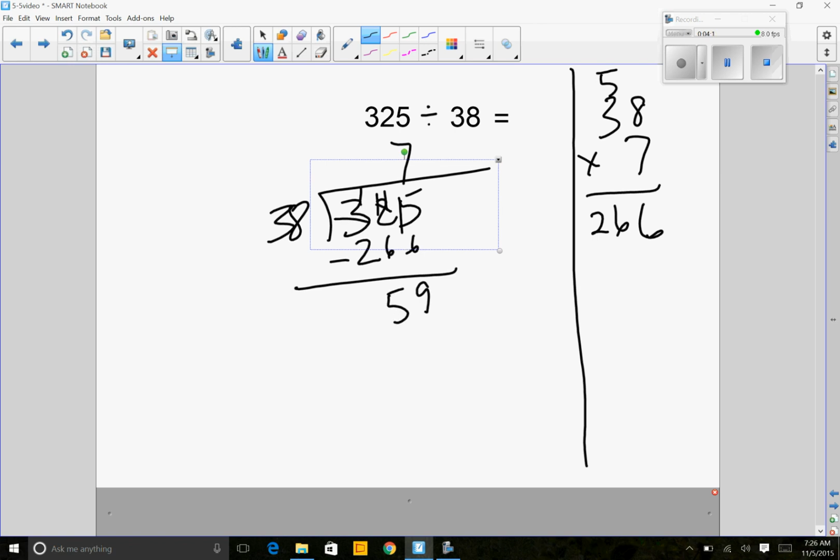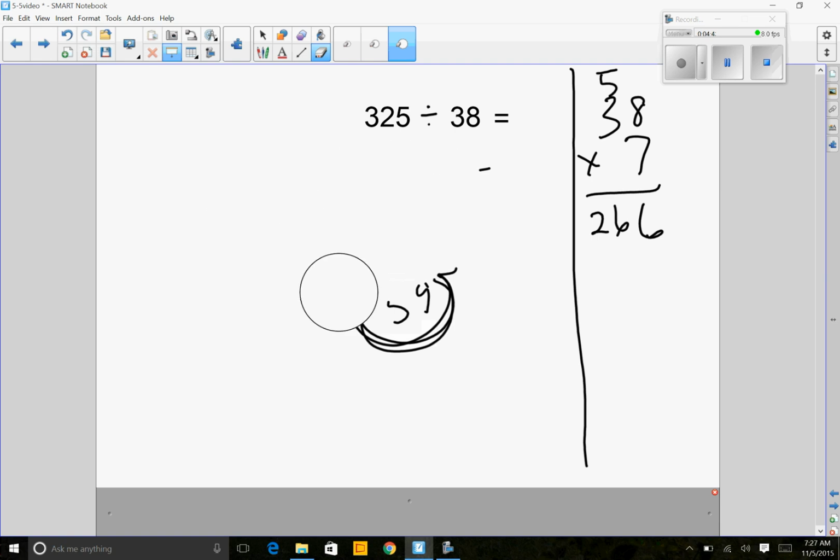Aha. 59. 59 is greater than 38. Since this number is bigger than the divisor, so any number 38 or above would be a problem, because that means I can fit one more 38 into this answer. That means this number here is too small. So when you subtract, if you get a number bigger than your divisor, then your quotient is too small. Okay. So now I corrected myself. I'm going to try a bigger number.